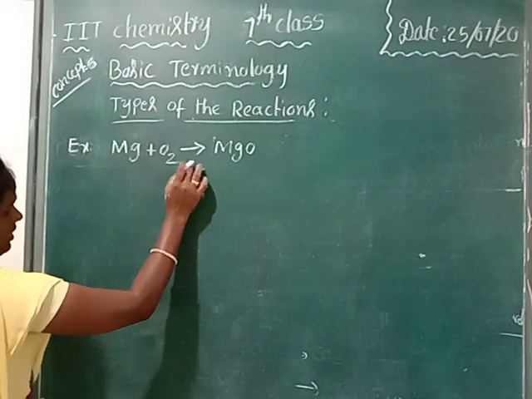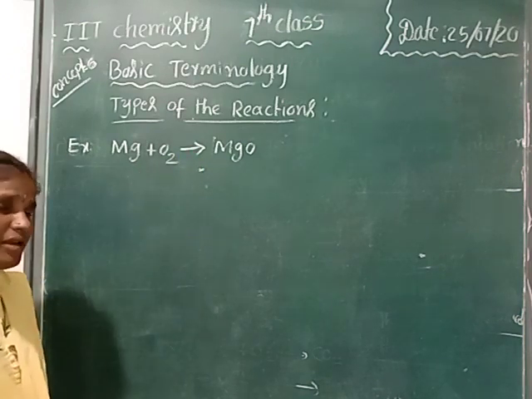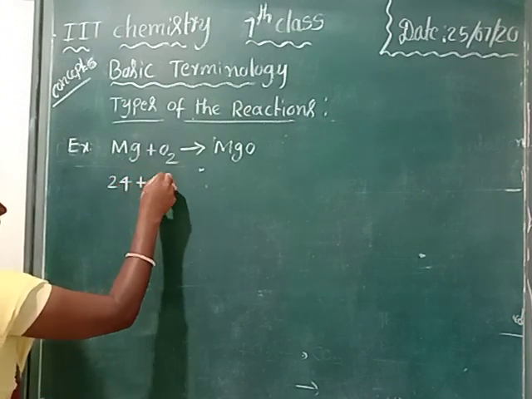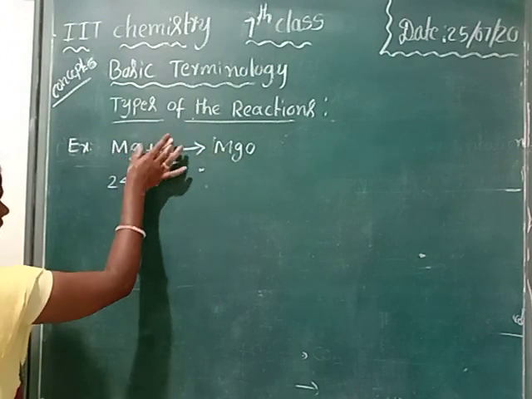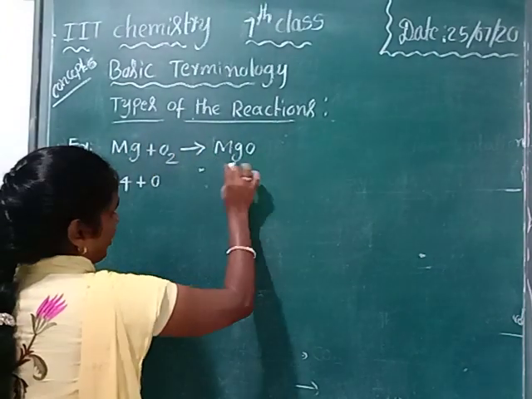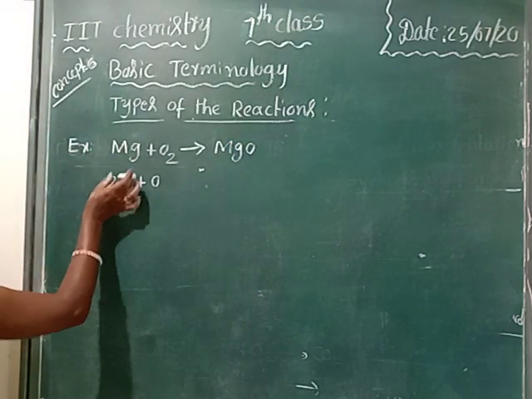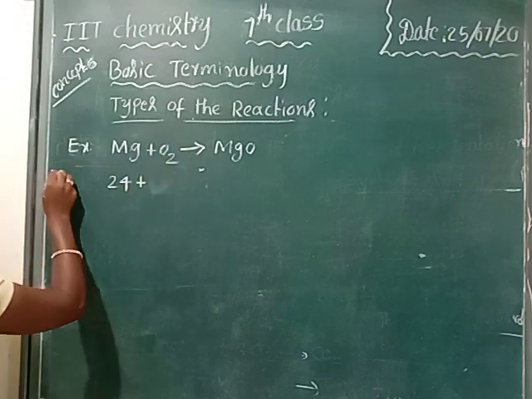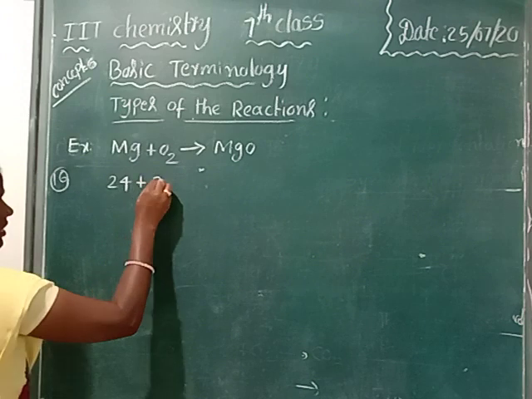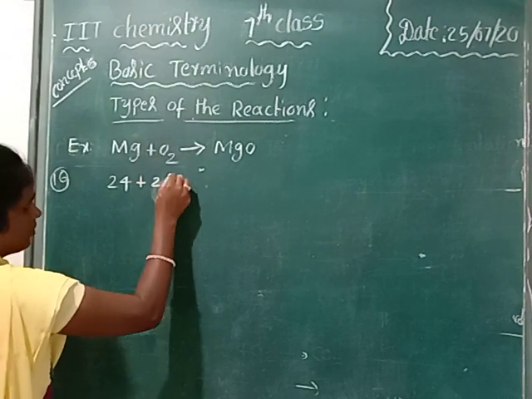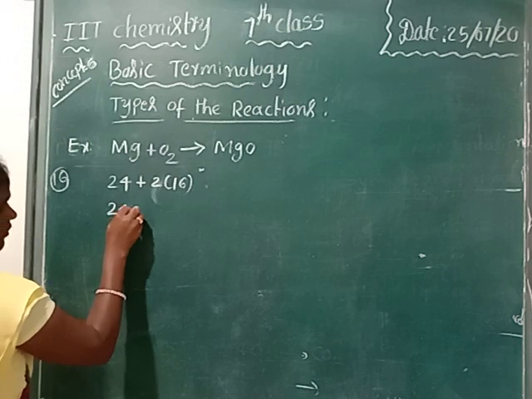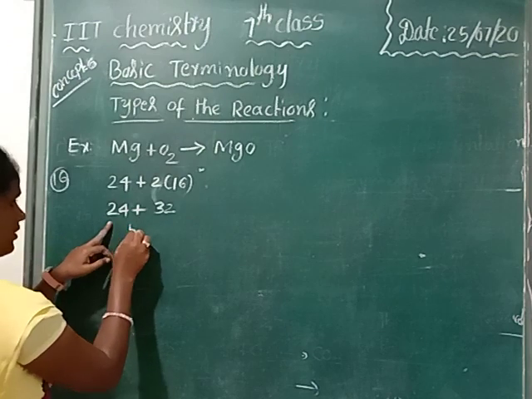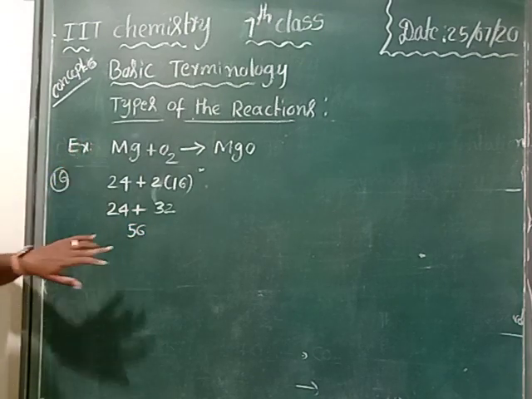Now find the atomic mass. How do we find atomic mass, children? Very good. Here, magnesium atomic number 12, mass 24. Here this is reactant, this is product. Find the mass of the reactant side and the mass of the product side. Here how many oxygens are there? 2 oxygens. 1 oxygen atomic mass 16, so 2 oxygens is 2 into 16, which is 32. So 24 plus 32, total mass 56. Mass of the reactant side is 56.